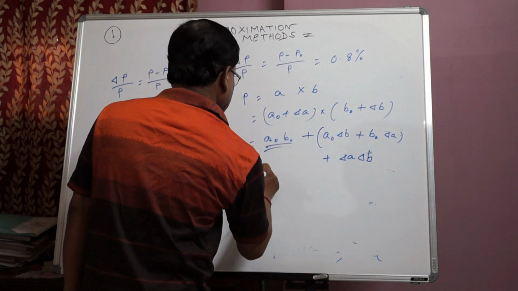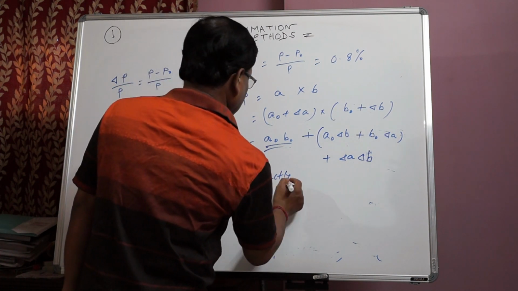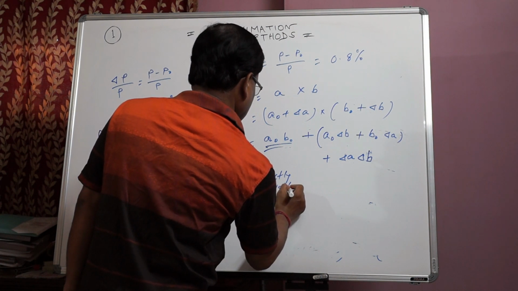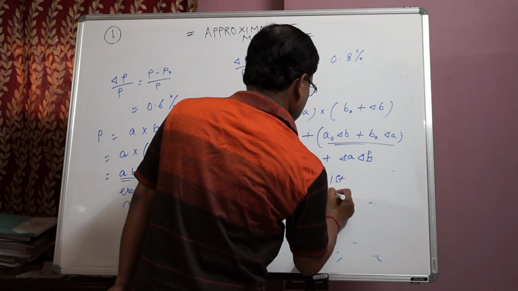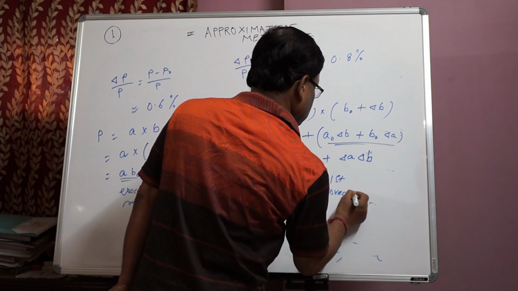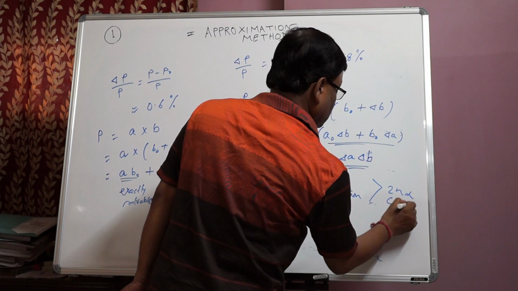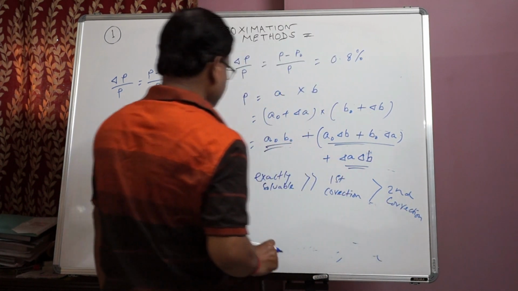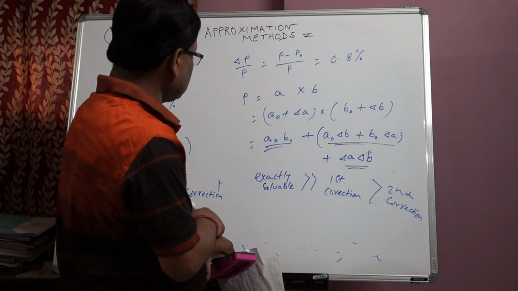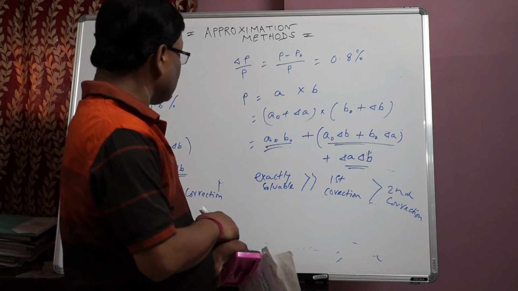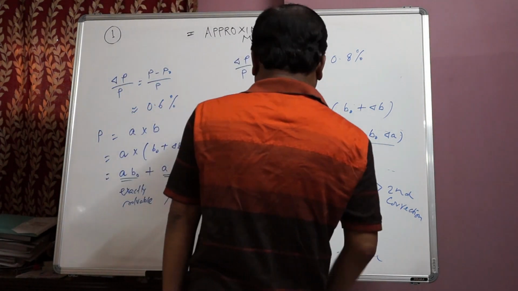So this is the exactly solvable, or dominating, part, and this part is the first correction, and this part is the second correction. So we found that the exactly solvable part is far greater than the correction term.